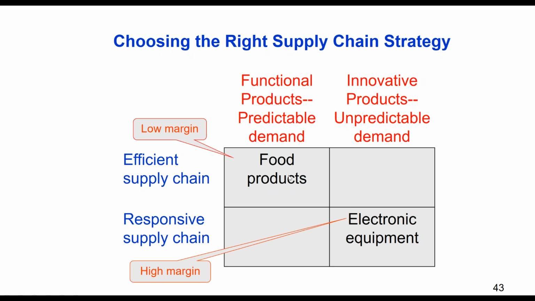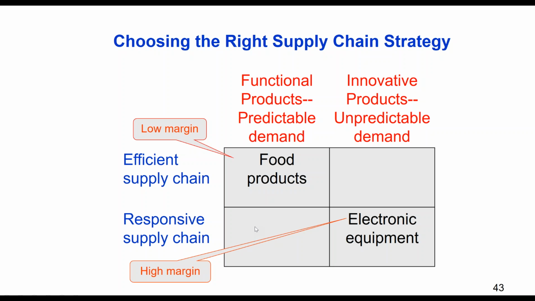So we need to figure out where my product is. If it is a food product, it needs an efficient supply chain, and it's functional, so low margins are there. But if it is electronic equipment, then it needs a very responsive supply chain, and innovative products are there. Now, anything over here where I say I have an innovative product, but I will use an efficient supply chain, I am losing business in this quadrant.